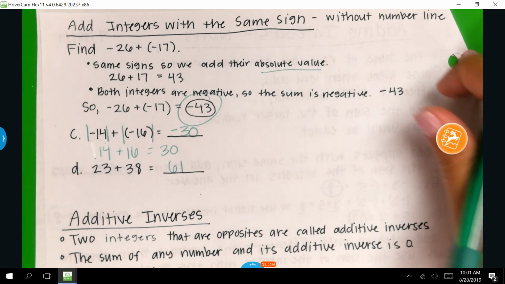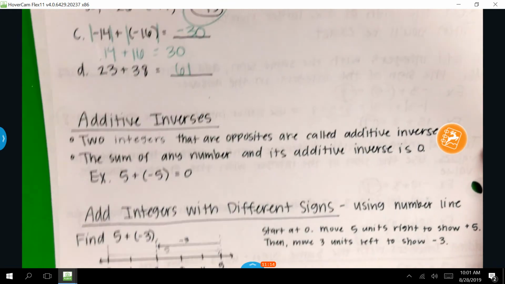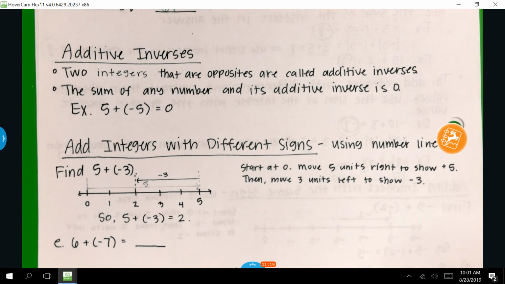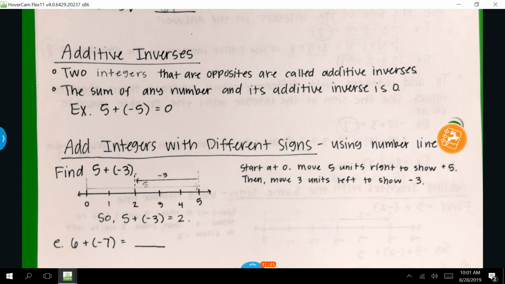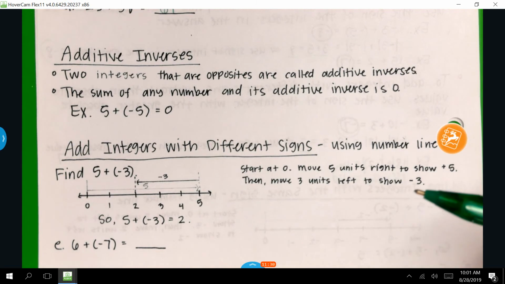So high. All right. Additive inverses. Do we know what that is? Probably not. An inverse is an opposite. So another word for inverse is opposite. So if I have the number negative 2, what would be the opposite of negative 2? 2. Positive 2. So anytime that you are adding those inverses, you always get 0.